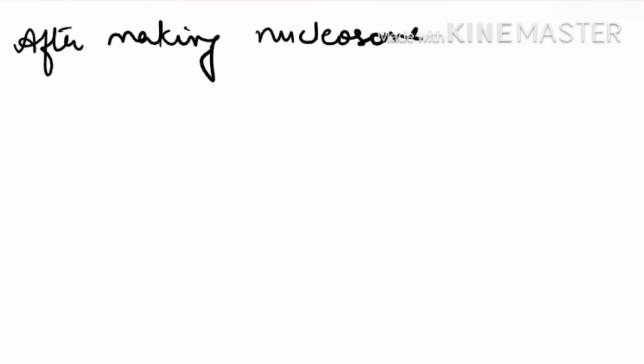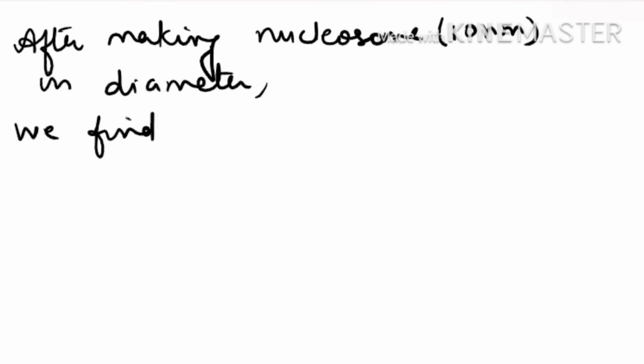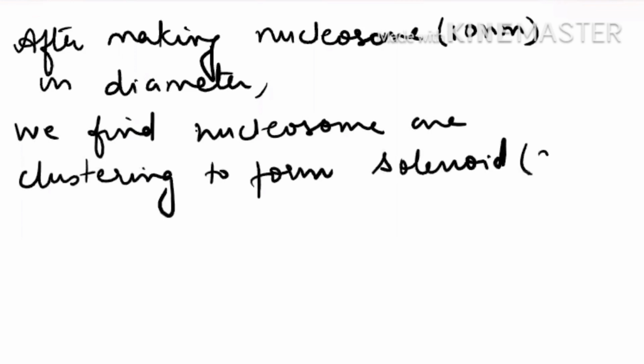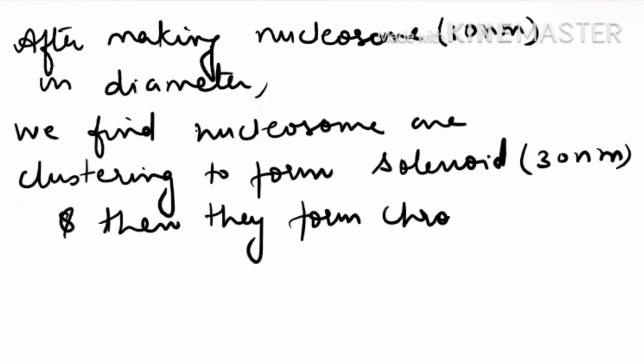So after making nucleosomes, which are 10 nanometer in diameter, we find that various nucleosomes are clustering to form solenoid, which is of 30 nanometer, and then they form chromatin, which is of 300 nanometer.